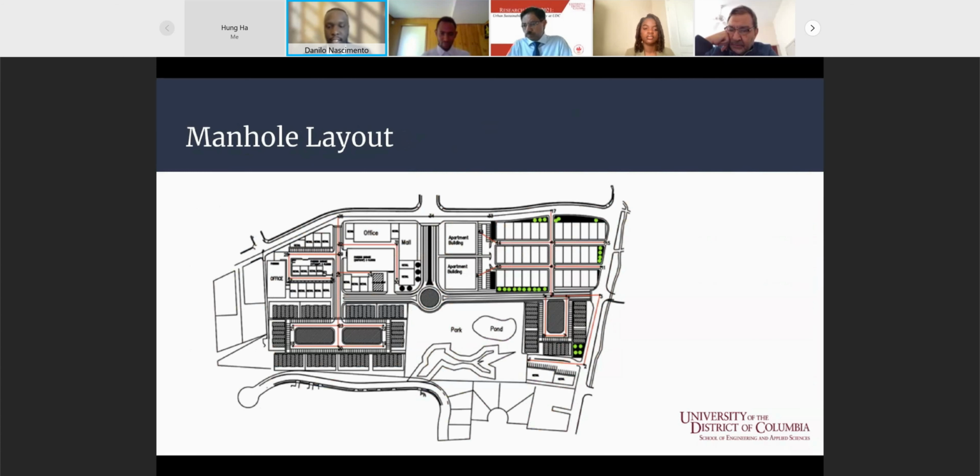As you can see, this is our manhole layout for the sanitary sewer system. We made sure that the wastewater went from the south of the layout all the way to the north of the layout, where we can find the trunk sewer. Next slide, please.